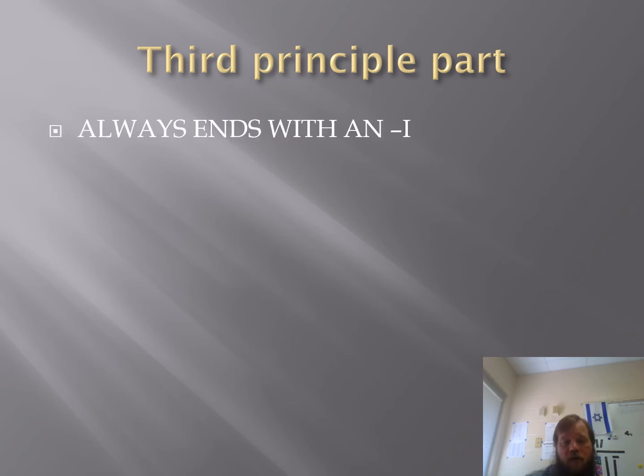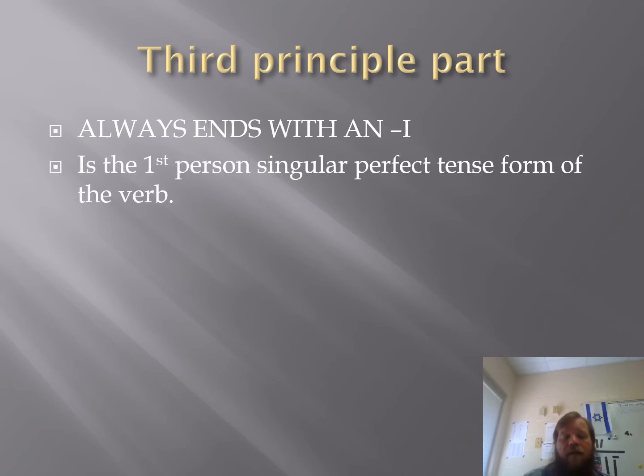Third principal part always ends with an I. Regular verbs, irregular verbs, every verb, it always ends in an I. And it's the perfect tense form. It's your simple past tense form. So it's just going to be an I verb. So first principal part, I am studying, or I study. Second principal part, to study. Third principal part, I studied.